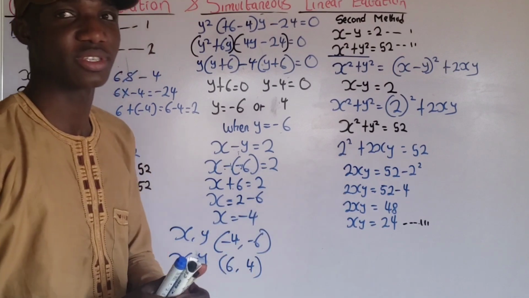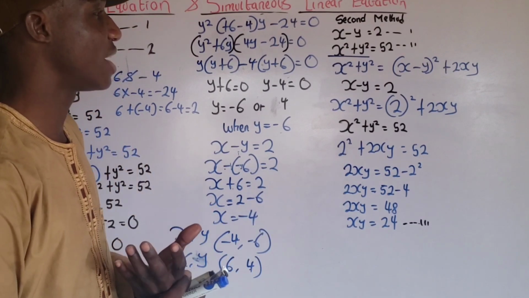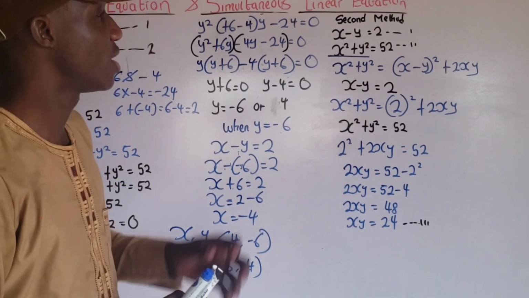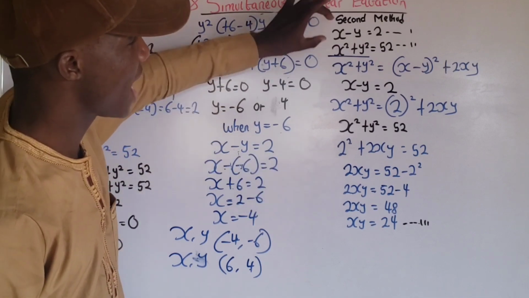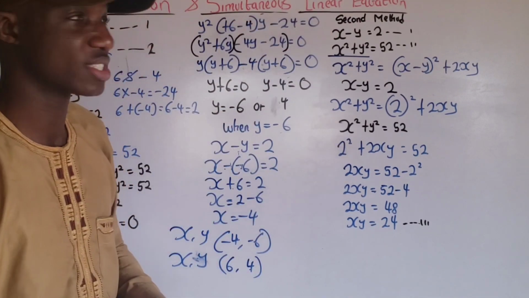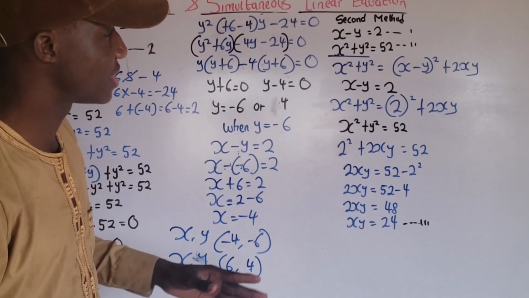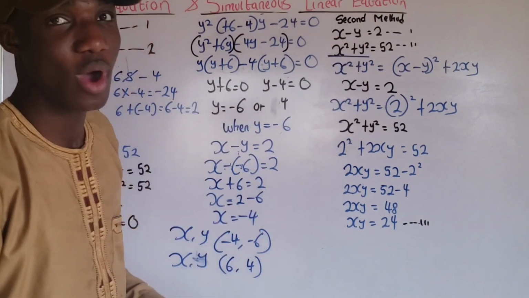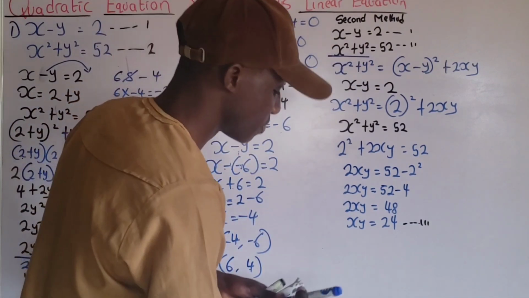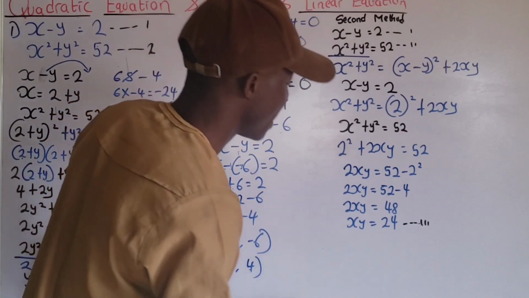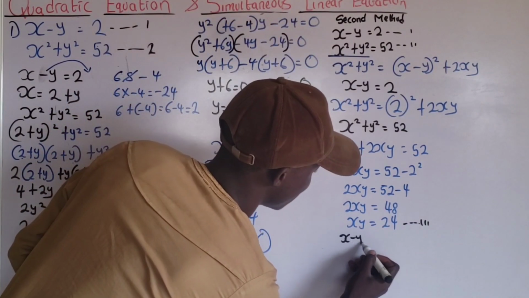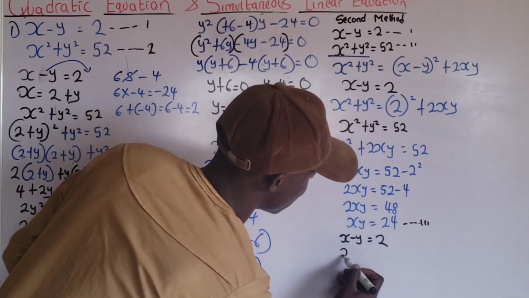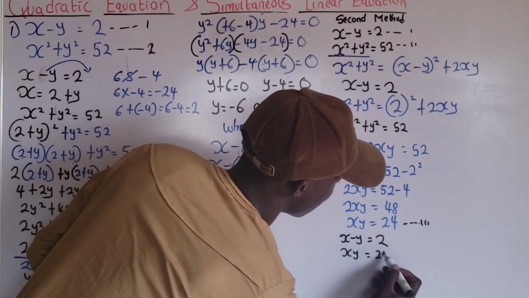Now, we've gotten to this point. All you have to do now is combine equation 1 and equation 3. You understand? You know that equation 1 is x minus y equals 2. So let us bring down equation 1. So I'm going to have x minus y equals 2 and xy equals 24.